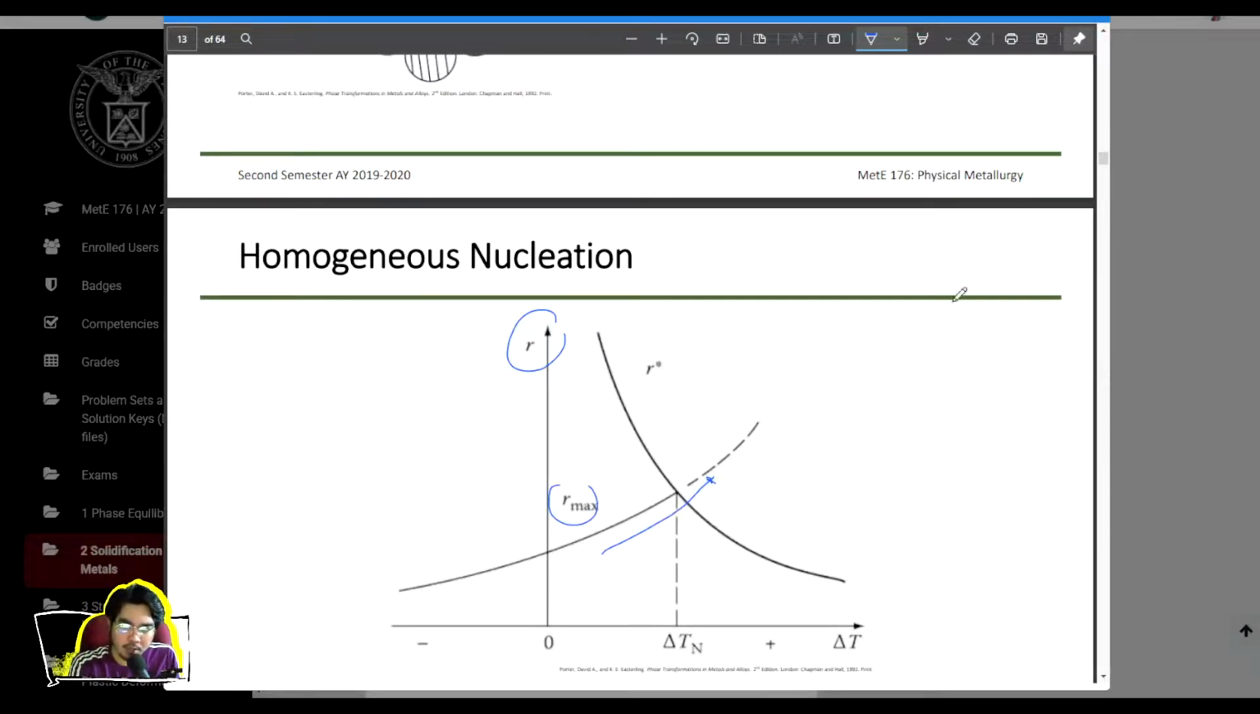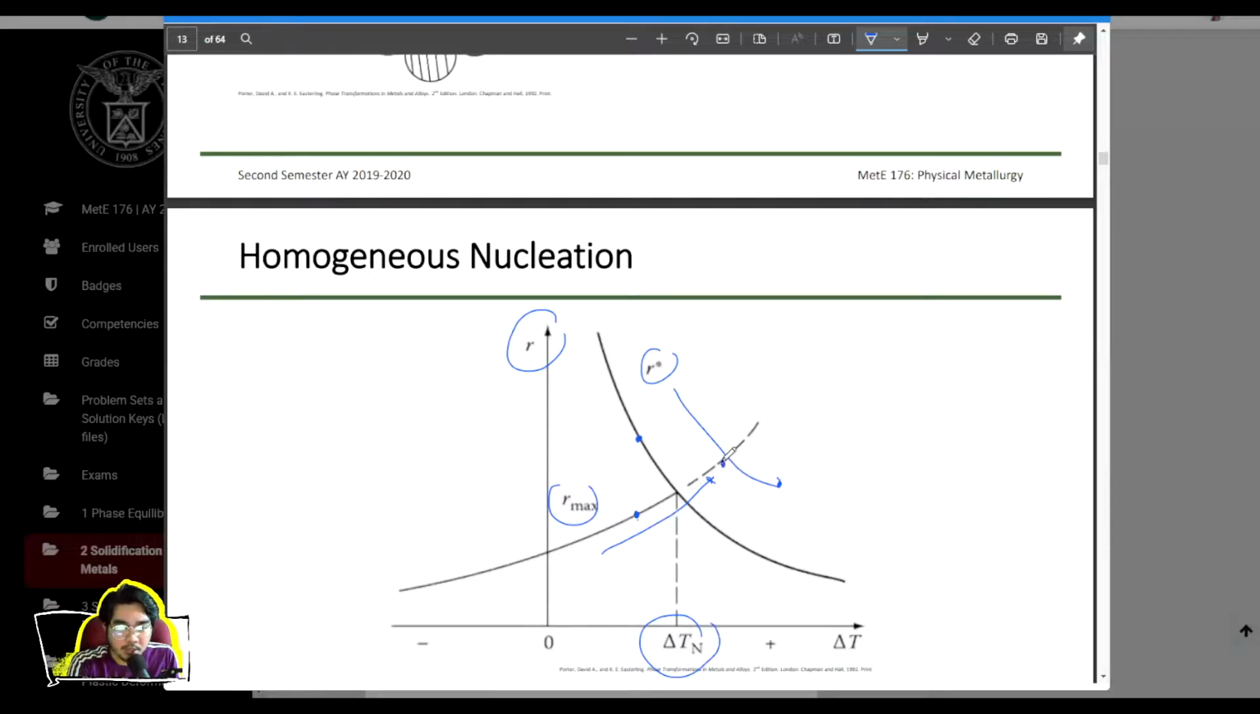Tama? And we've already said earlier that the R star, yung critical radius needed to form stable nuclei, is inversely proportional with delta T. So there seems to be a degree of undercooling that is required for you to be able to produce a stable nuclei, no? Kasi if you look at this, anything lower than this delta Tn right here, delta T sub n, your R max is smaller than the required R star. So meaning wala talagang stable nuclei na ma-form dito sa anything below delta Tn.